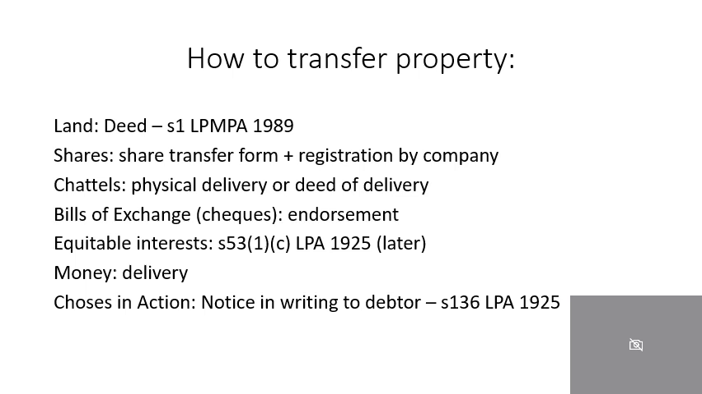I know that checks are old-fashioned, but let's assume you've just won the lottery, and what's the name of the commission? Is it Camelot? Okay, you've just won a £5,000 lottery, and Camelot has written you a check for £5,000, and you want to give it to your best friend. How do you do it?